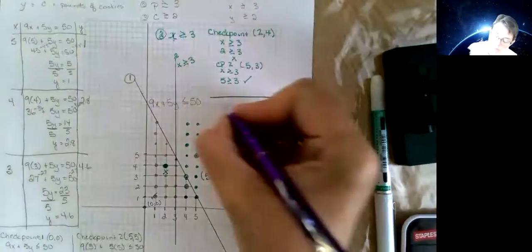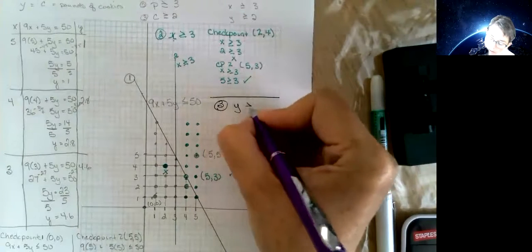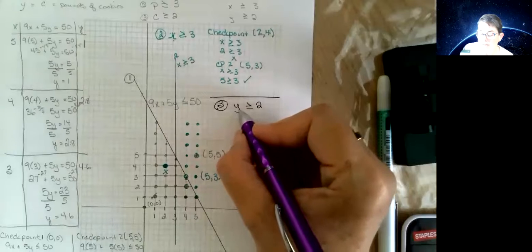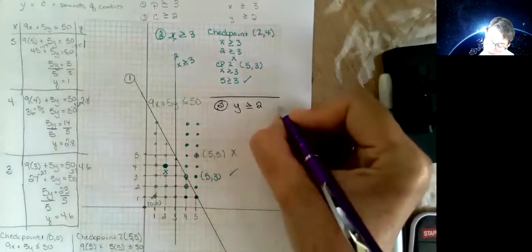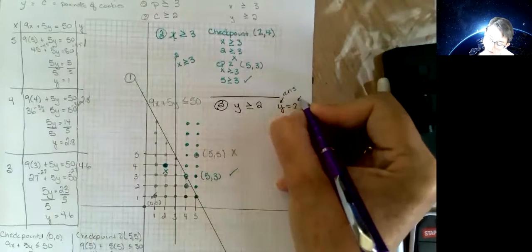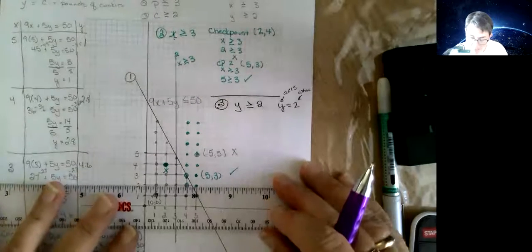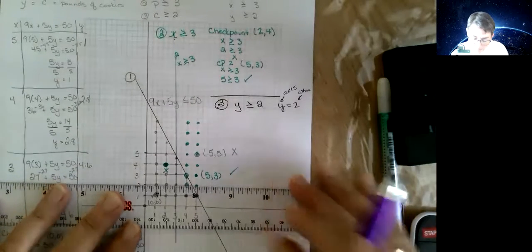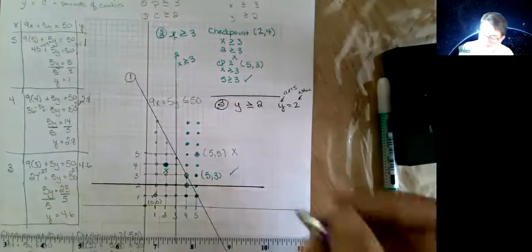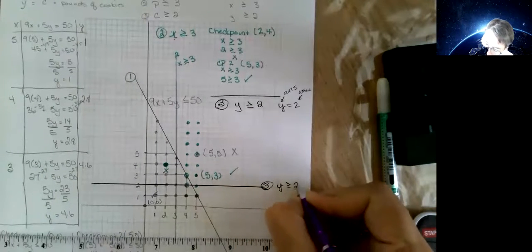We still have number 3, which is y is greater than or equal to 2. So that means it's going to be crossing the y-axis at 2 because we're plotting y is equal to 2. So this is my axis, so there's 2 on my y-axis. That's line number 3. Y is greater than or equal to 2.